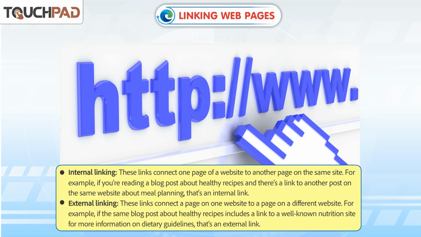External linking. These links connect a page on one website to a page on a different website. For example, if the same blog post about healthy recipes includes a link to a well-known nutrition site for more information on dietary guidelines, that's an external link.